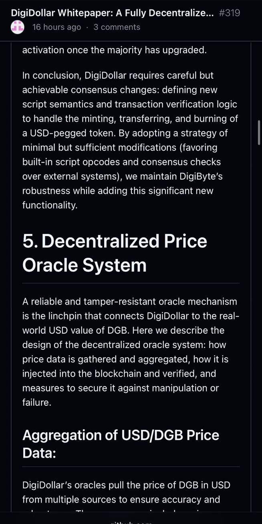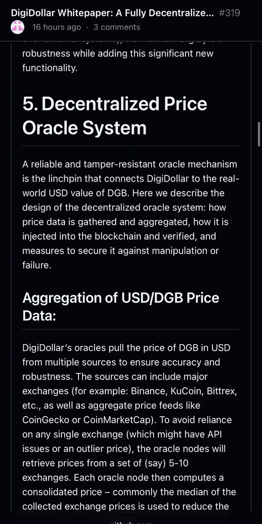In conclusion, DigiDollar requires careful but achievable consensus changes, defining new script semantics and transaction verification logic to handle the minting, transferring, and burning of a USDPEG token. By adopting a strategy of minimal but sufficient modifications, favoring built-in script opcodes and consensus checks over external systems, we maintain DigiByte's robustness while adding the significant new functionality.